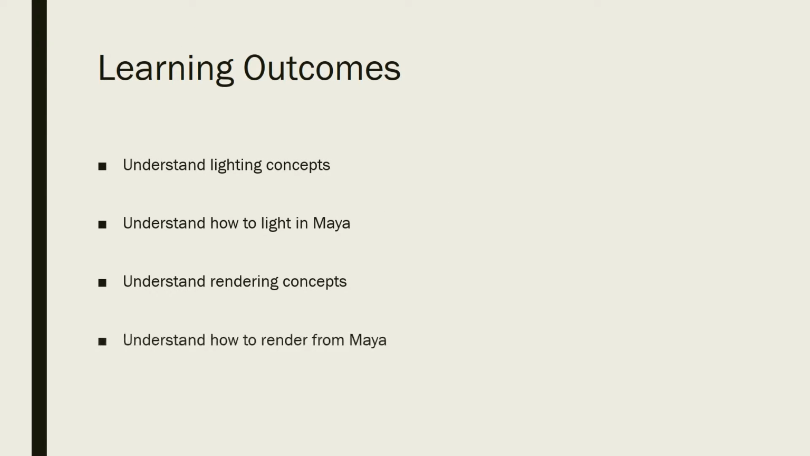So the learning outcomes for today is to be able to understand lighting concepts, be able to understand how to light in Maya, be able to understand rendering concepts, what is rendering, and then be able to understand how to render from Maya. So learning outcome 2 and 4 I'll be showing you in a different video, but this PowerPoint's about learning outcome 1 and 3.